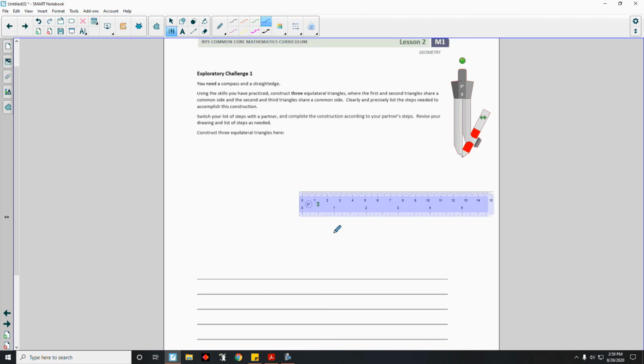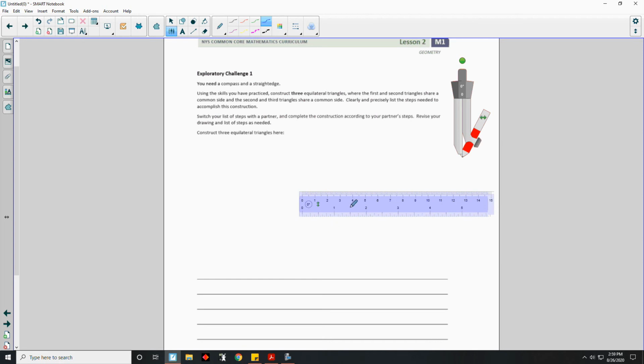We're going to make 3 equilateral triangles, where the first and second triangles share a common side, and the second and third triangles share a common side. Clearly and precisely list the steps needed to accomplish this construction. Switch your list of steps with a partner and complete the construction according to your partner's steps. Revise your drawing and list of steps as needed. Construct 3 equilateral triangles here. So pause the video, see if you can do this, and then come back and we'll see how you did.